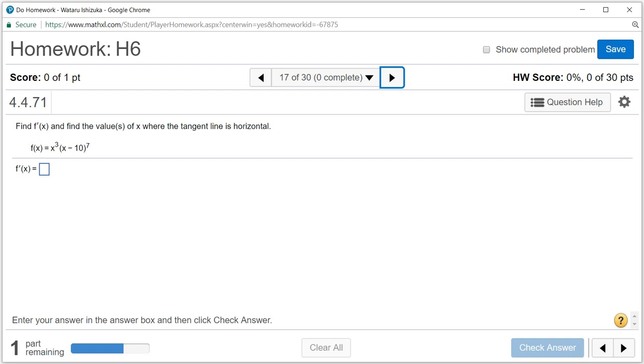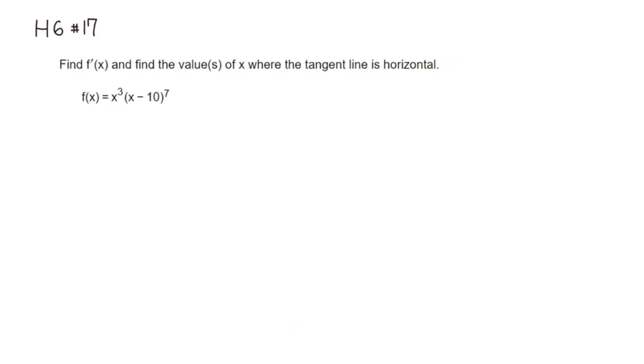All right, let's look at homework 6, problem number 17. We have this given f of x, and we want to find the derivative and find the value of x where the tangent line is horizontal. All right, so let's do that. Let's take the derivative.